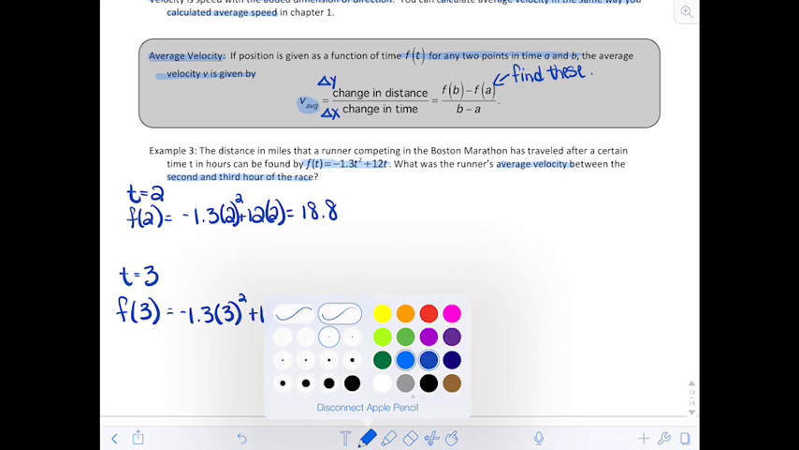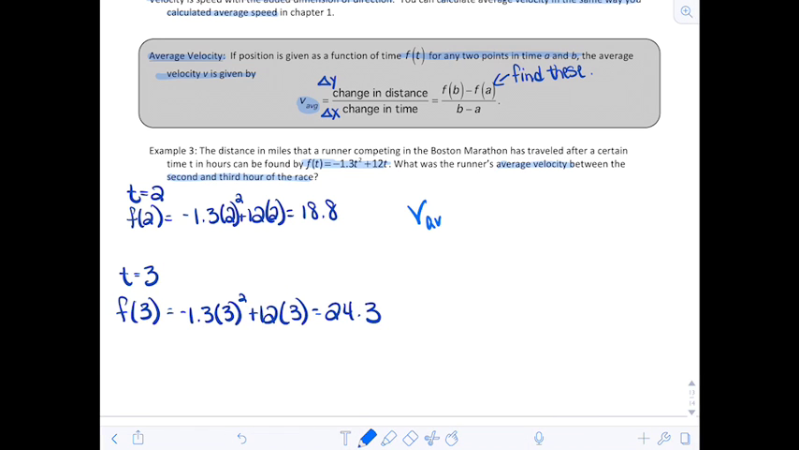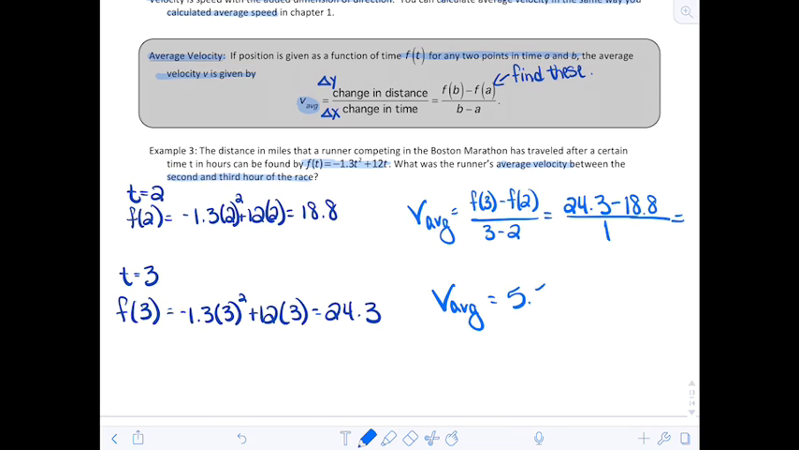So now, using my formula for average velocity over the second and third hour of this race, I'm going to take my f of 3 minus my f of 2, over my time on the third hour minus my time on the second hour, 3 minus 2, the difference in time, which would be 1 hour. So I get f of 3 is the 24.3, minus 18.8, over 1. So my average velocity is going to be 5.5 miles per hour. And that's average velocity.